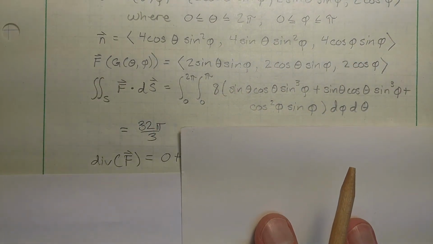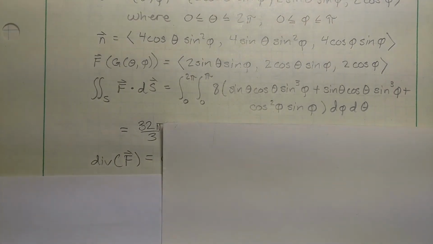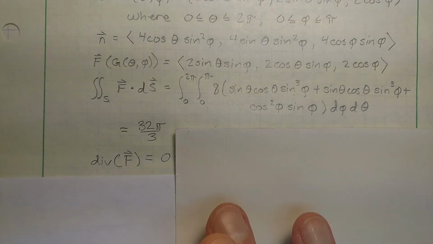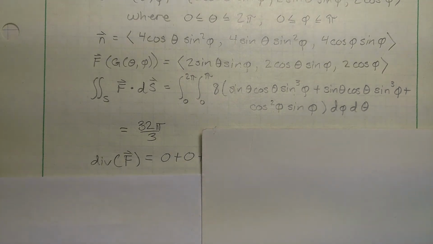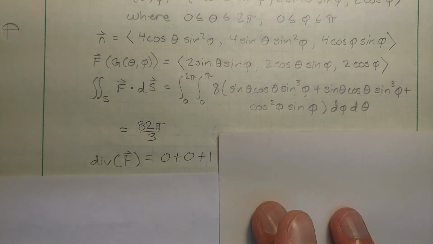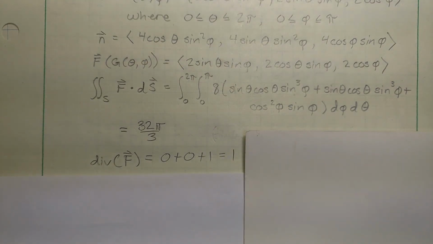All right, now let's do it the other way. Remember, the other way, what we have to do is find the divergence of our vector field. Well, the divergence of our vector field is pretty straightforward. Remember, it's y, x, z. So first I take the derivative of the x component, which is y, with respect to x. That's 0. The derivative of the y component, which is x, with respect to y, that's 0. And then the derivative of the z component, which is z, with respect to z, that's 1. So our divergence is 1.